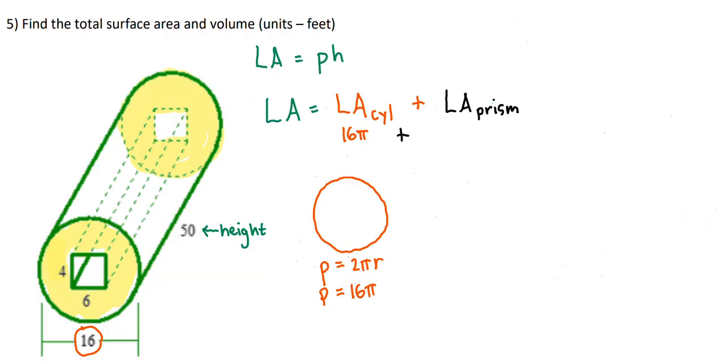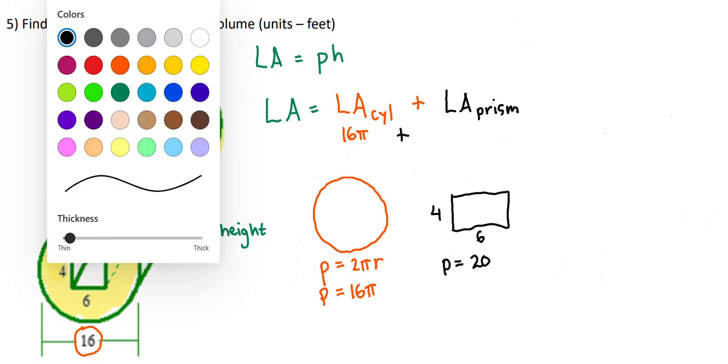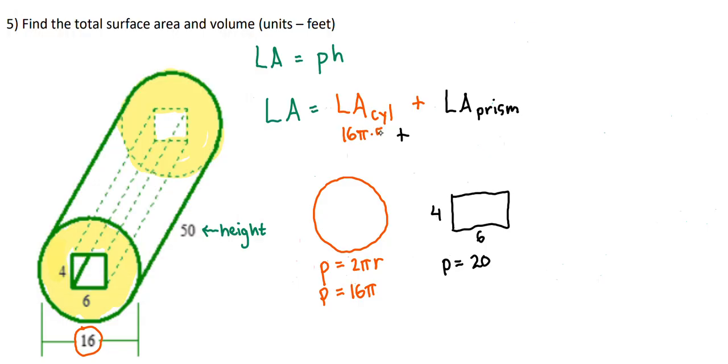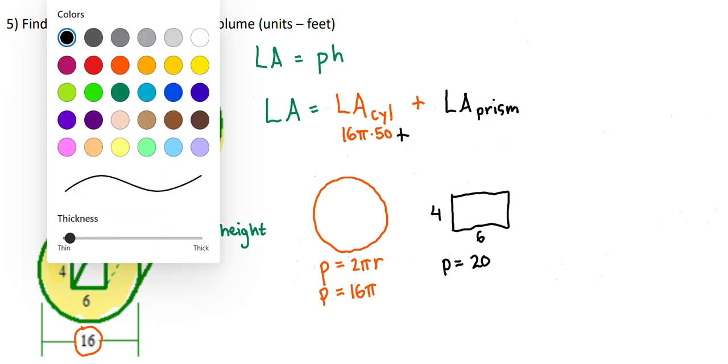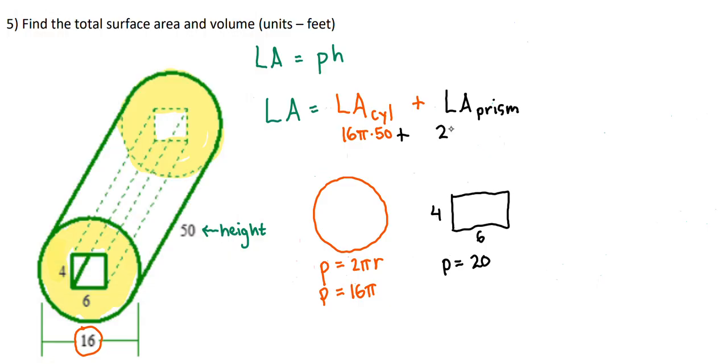and then we're going to switch to thinking about the prism on the inside, which would also get wet if we dunked this thing in water. The base of the prism is going to be a rectangle that is 4 by 6. The perimeter of this rectangle would be 20. Oops, I forgot to multiply my cylinder times 50. It's the perimeter times the height. The prism is going to be the perimeter times the height as well. So it's going to be 20 times 50.